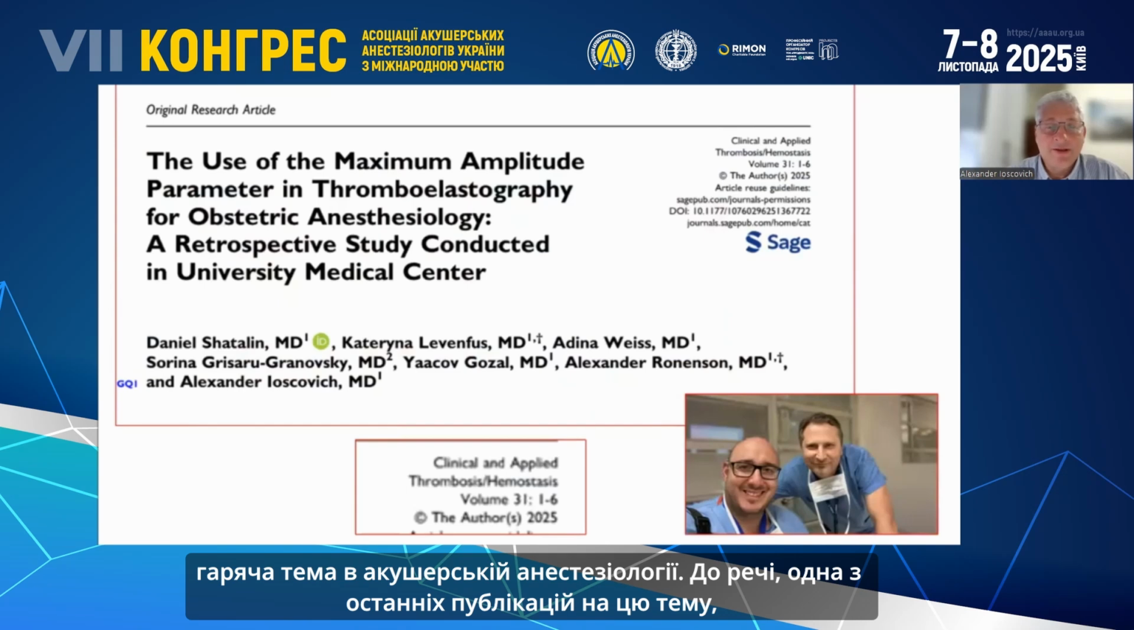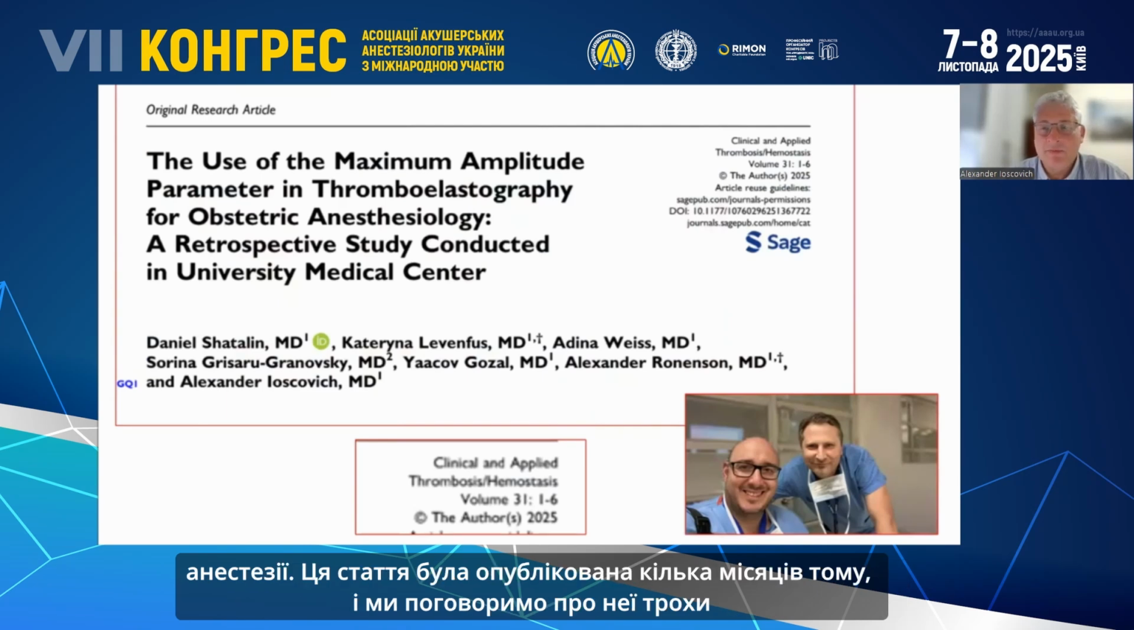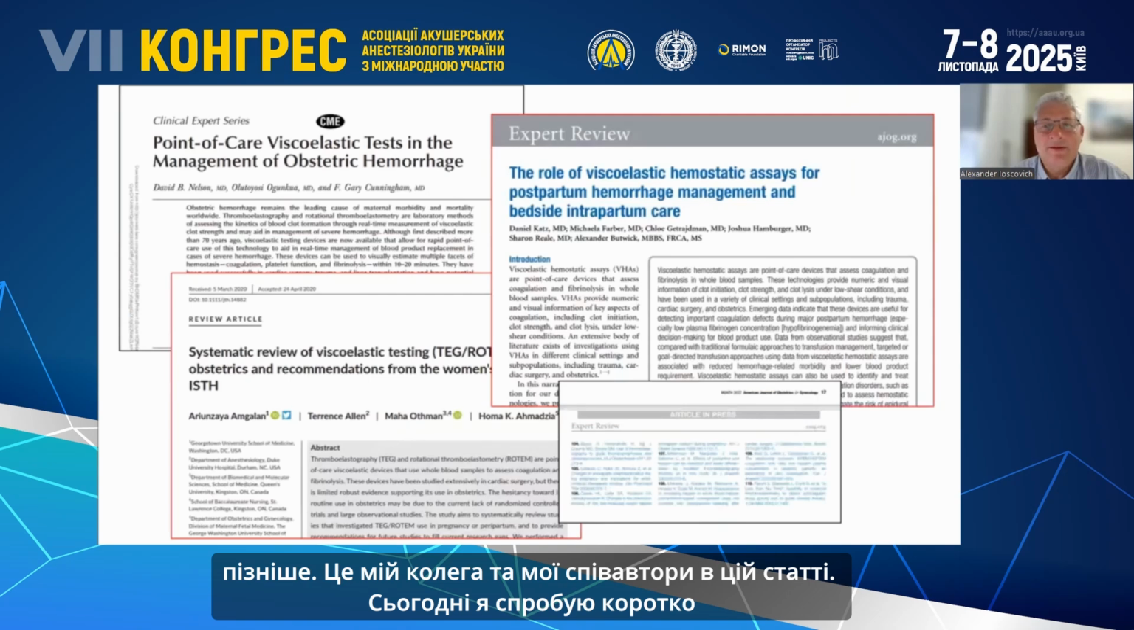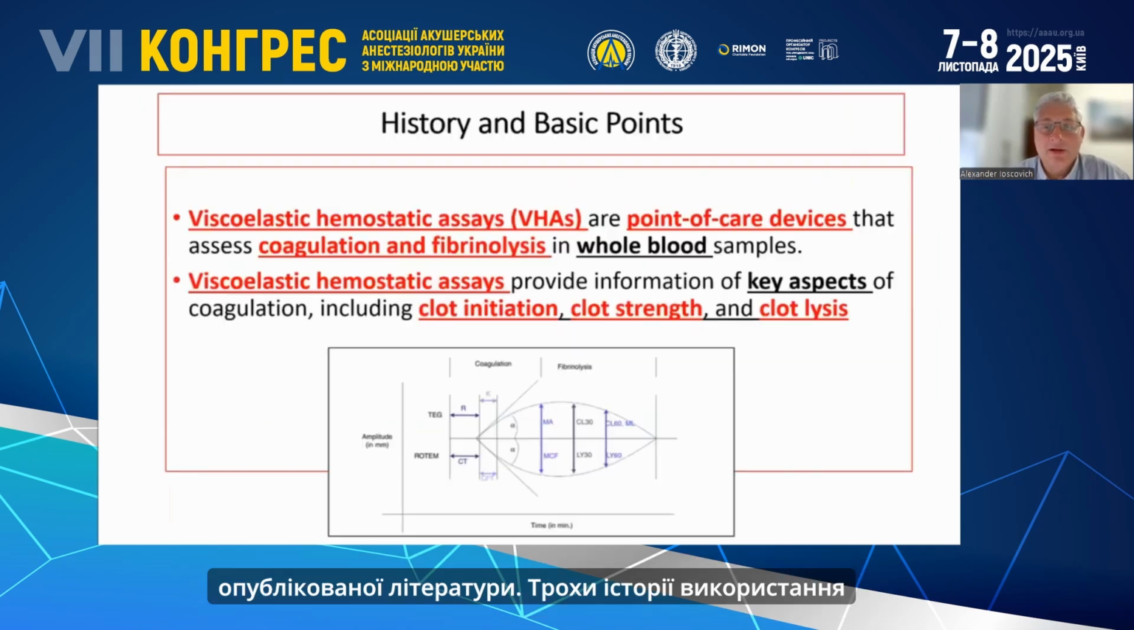By the way, one of the latest publications on this topic, our latest publication, is on the use of the maximum amplitude parameter in TEG for obstetric anesthesia. This paper was published a couple of months ago, and we will talk about this work a little bit later. These are my colleagues and co-authors in this paper. Today, I will try to give a short summary of this literature with my point of view, according to our experience and according to the published literature.